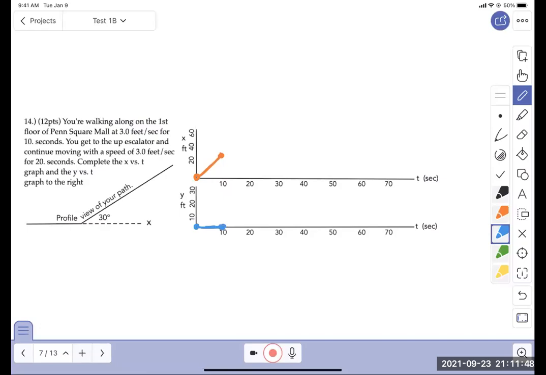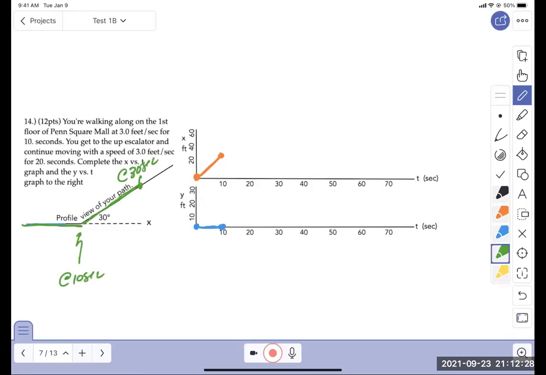So you get up the escalator, and you continue moving at a speed of 3 feet a second for 20 seconds. But now you're going along here, and then we'll go green, you're going up the escalator. So you're right here, that's at the 10-second mark. And then at the 30-second mark, you're right there somewhere. I guess you're up the escalator. Yeah, I got my seconds confused with my position or something.